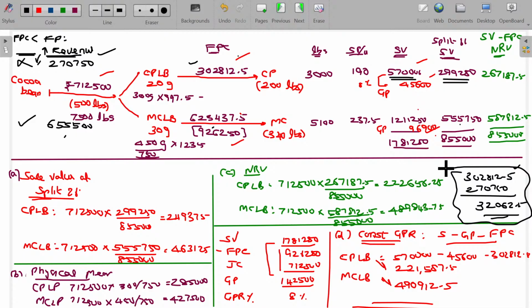Think over the calculation of GPR for all the models, it takes at least 3 to 4 minutes also. But for this, in a matter of 1 minute, you can score 3 marks. Yeah, come on. Make a note of it. So with that, this topic is completely over. Joint product and byproduct is over.